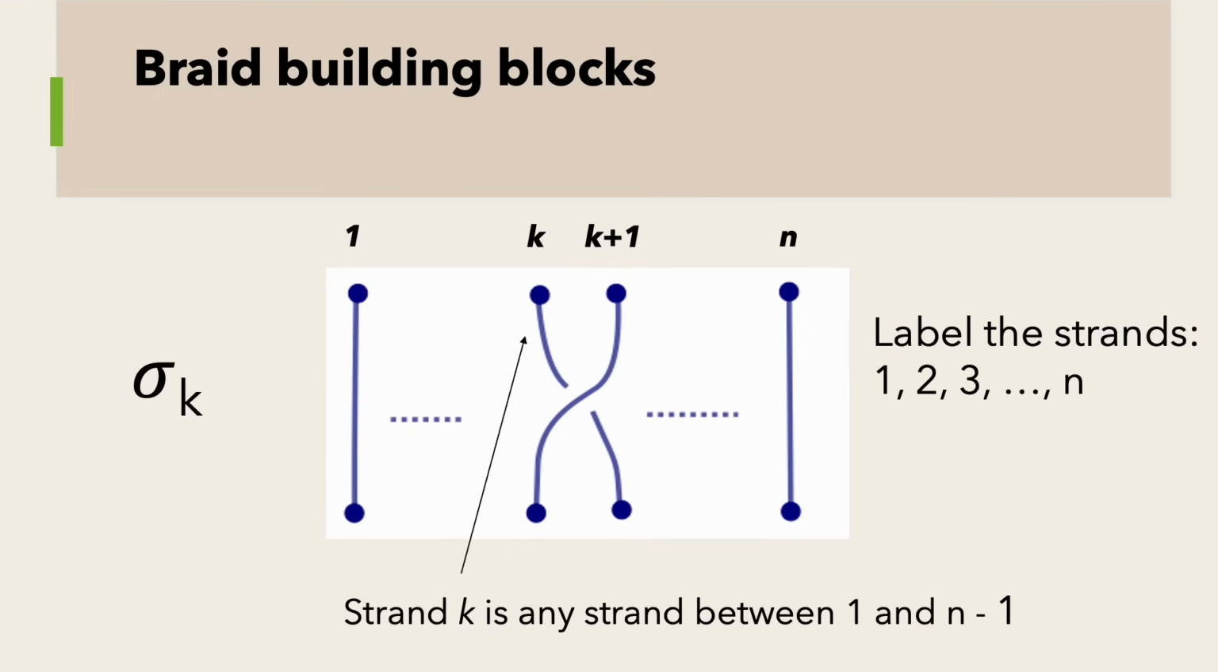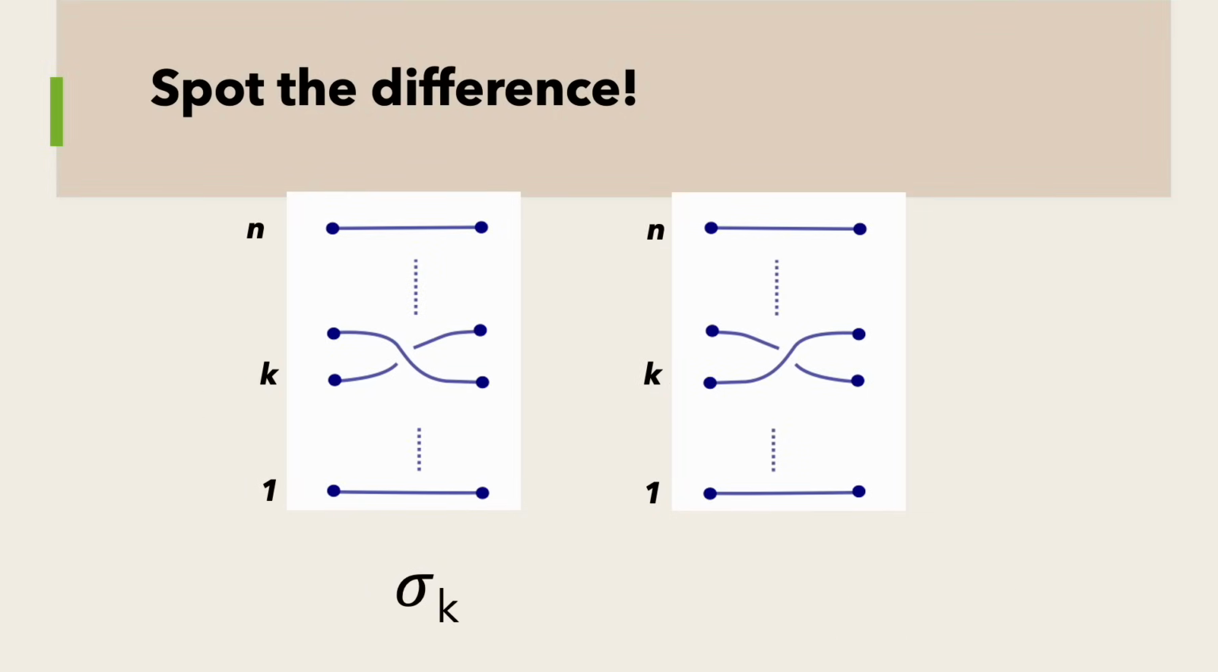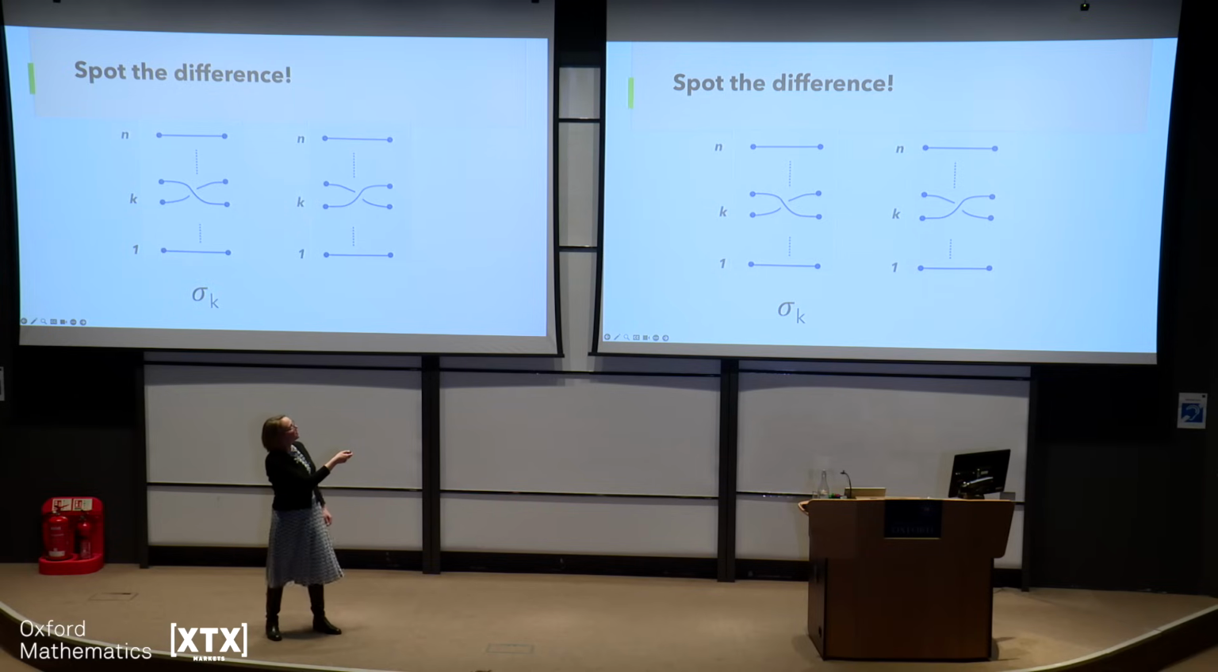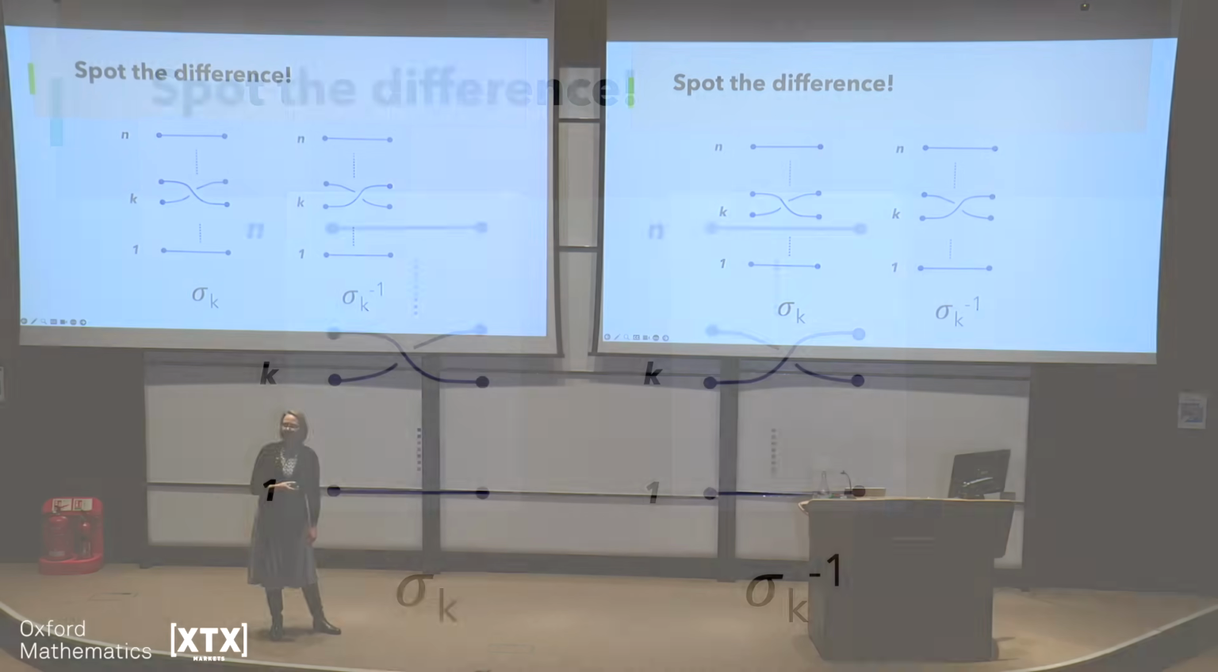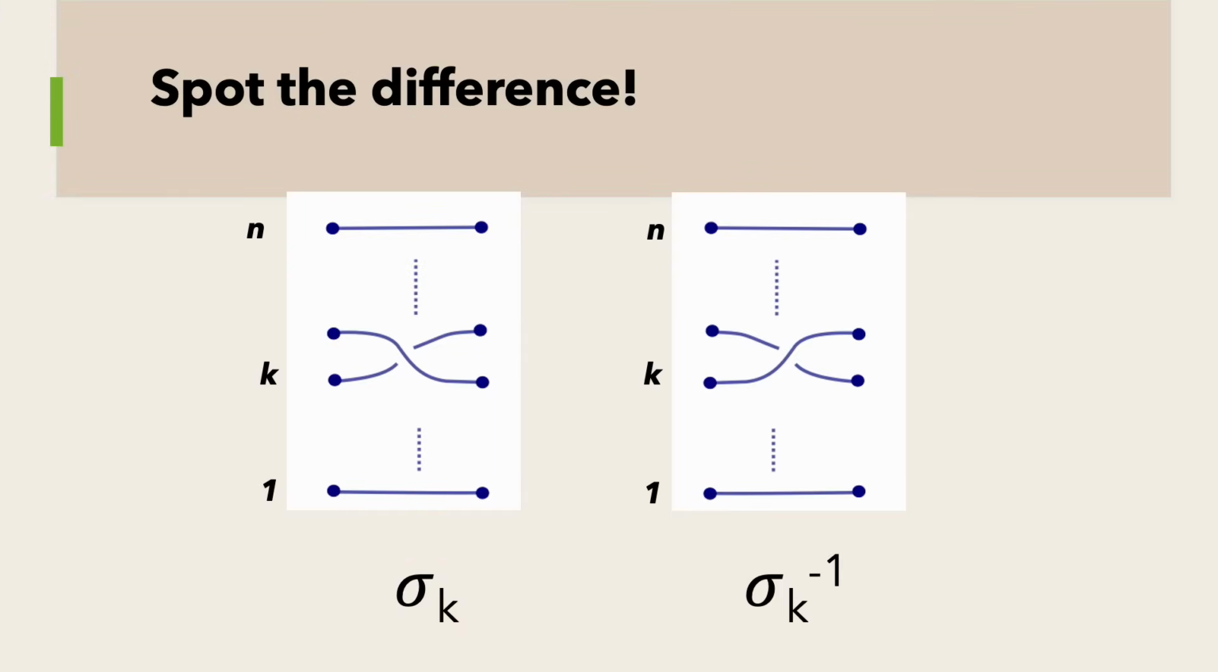Okay, so let's look at the sideways version. So here's sigma k. That's k plus 1 coming down over the kth strand, as I've labeled them here. What's the difference between these two pictures? Right, so instead of this one coming down and over, it's coming down and under. That's going to be our inverse element. So why is that going to be our inverse element?